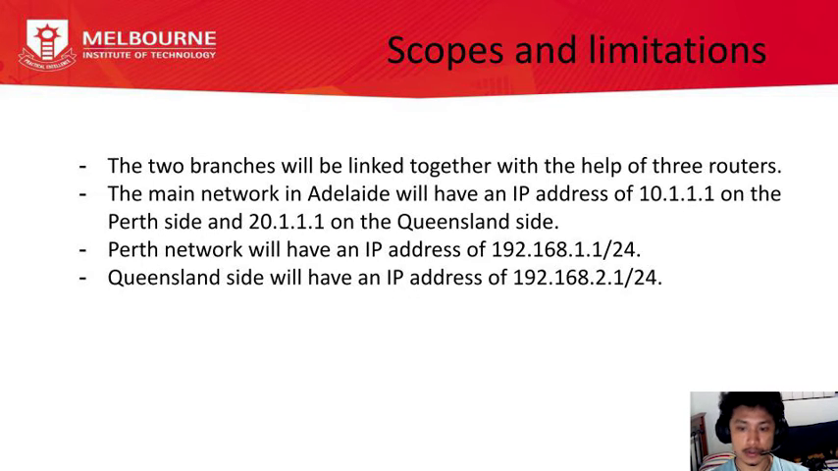So talking about the scope and limitations of the project, the two branches will be linked together with the help of three routers. The main network in Adelaide will have an IP address of 10.1.1.1 on the Perth side, whereas 20.1.1.1 on the Queensland side. The Perth network will have an IP address of 192.168.1.1 and a subnet of 24, whereas the Queensland network will have an IP address of 192.168.2.1 and a subnet of 24.